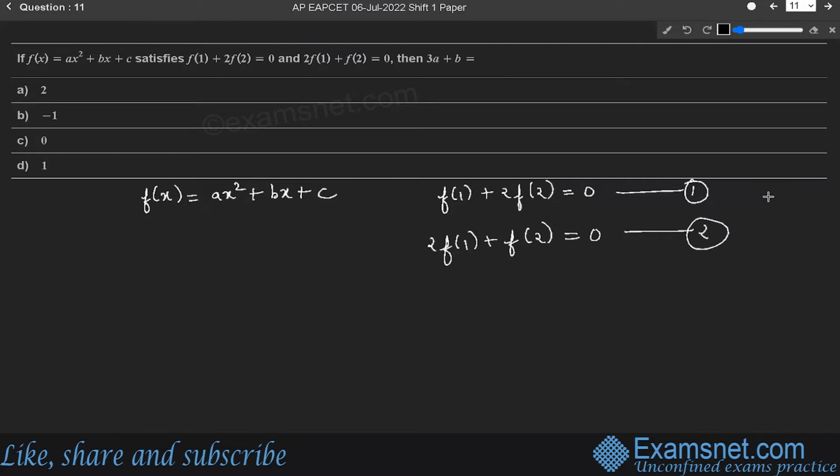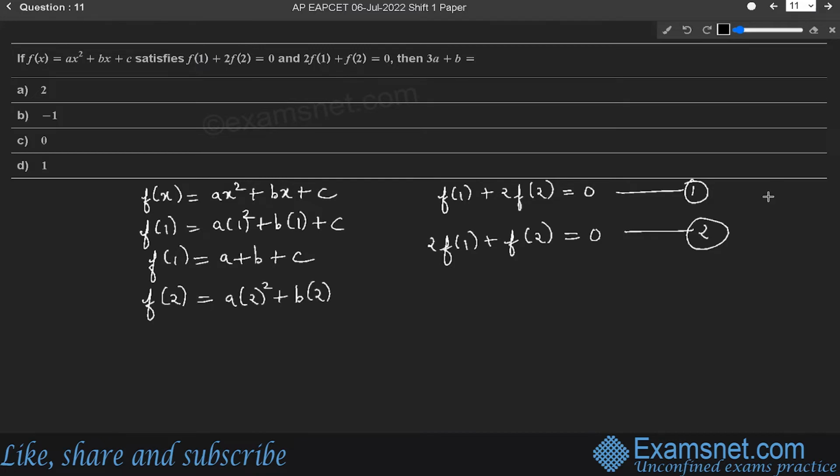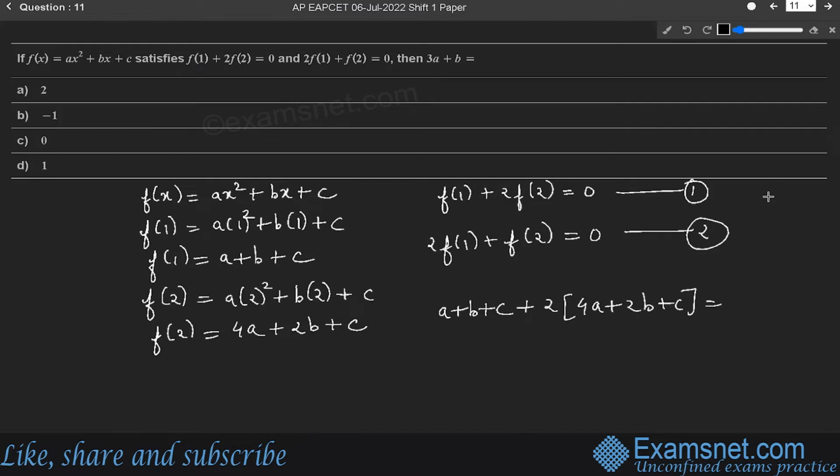So let us first calculate the values for f of 1. F of 1 will be a into 1 square plus b into 1 plus c. So f of 1 will be equal to a plus b plus c. So f of 2 will be equal to a into 2 square plus b into 2 plus c. So f of 2 will be equal to 4a plus 2b plus c. Now putting the values in first equation, f of 1 plus 2f of 2 is equal to 0. So f of 1 is a plus b plus c plus 2 into f of 2, f of 2 is 4a plus 2b plus c, is equal to 0.